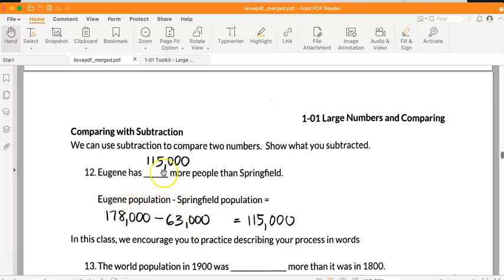So implicit in this statement is that we are subtracting, even though the word is "more." To find out how many more, you do a subtraction because we're talking about the difference between these two, and difference means subtracting. Okay, so try working out questions 13 and 14 on your own. And you're welcome to pause this video.